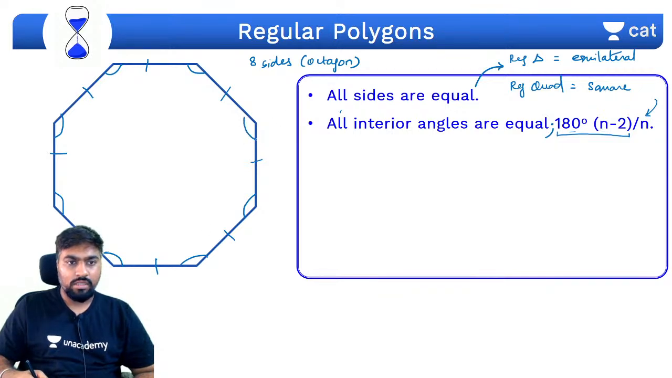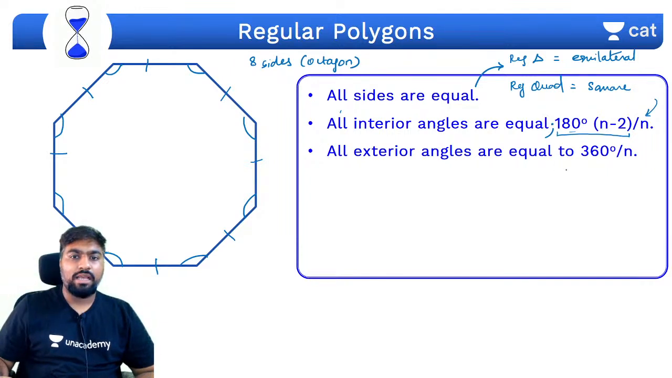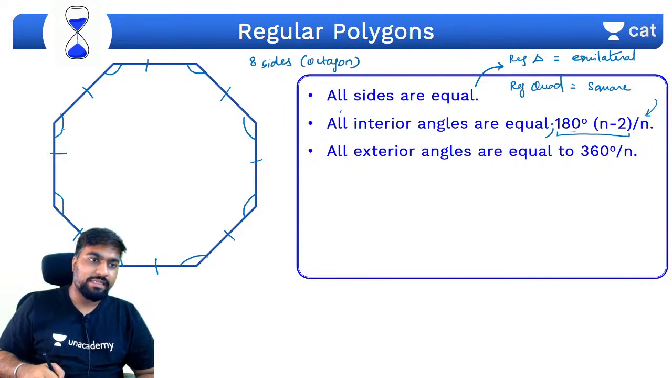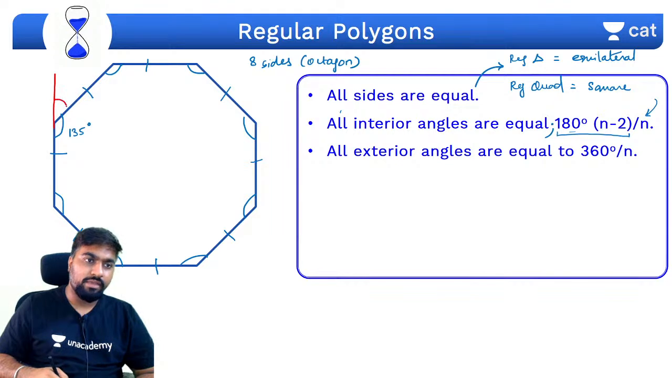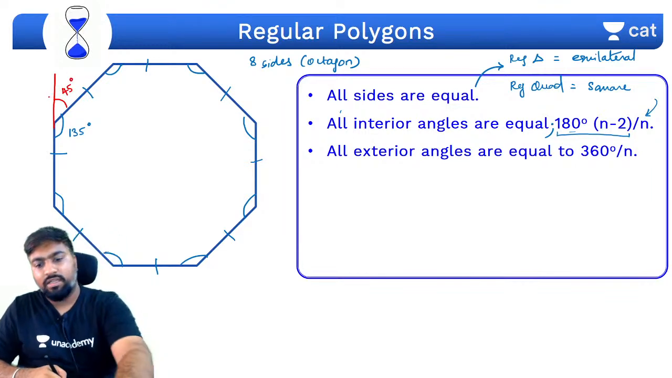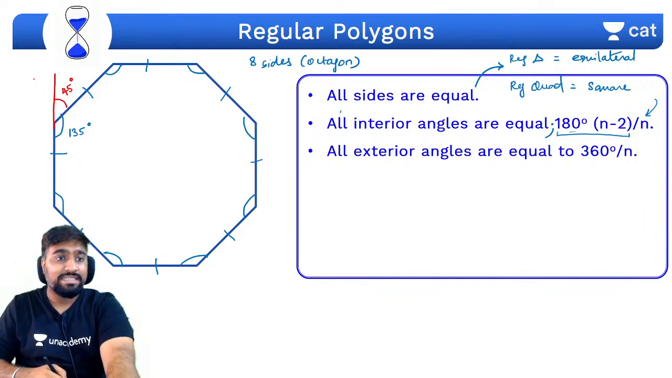And all the exterior angles will also be equal. So if I say this angle is 135, then how much will this exterior angle be? This is a straight line, that is 180 degrees, so this will become 180 minus 135. Getting it? This will become 45 degrees. So the 45 degrees that you guys were saying is of exterior angles, not interior, exterior.